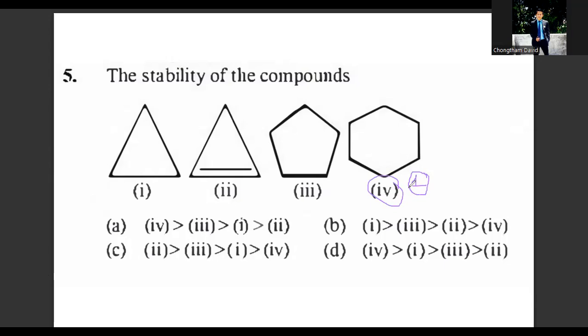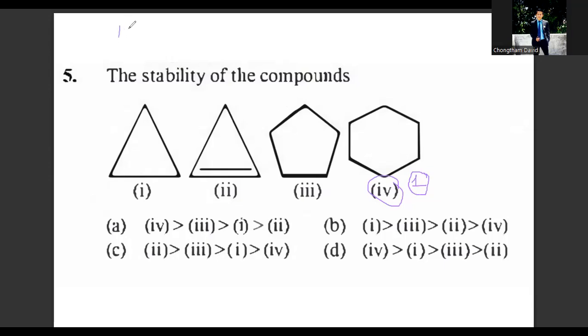So in accordance with the theory, I think you have learned one theory in your class 11 standard, Baeyer strain theory, right? So since cyclopropane has higher angle strain, how to find this angle strain? There is a formula. Let us write it down.